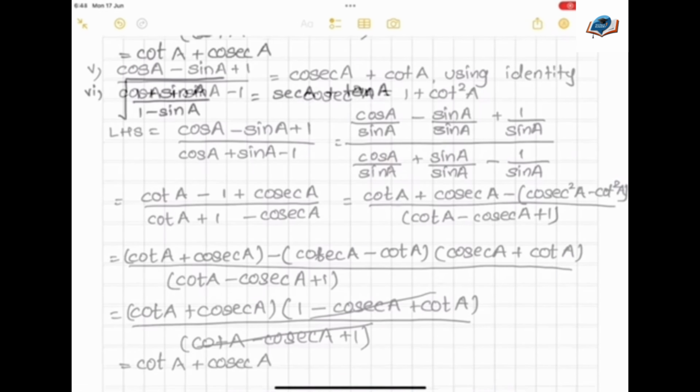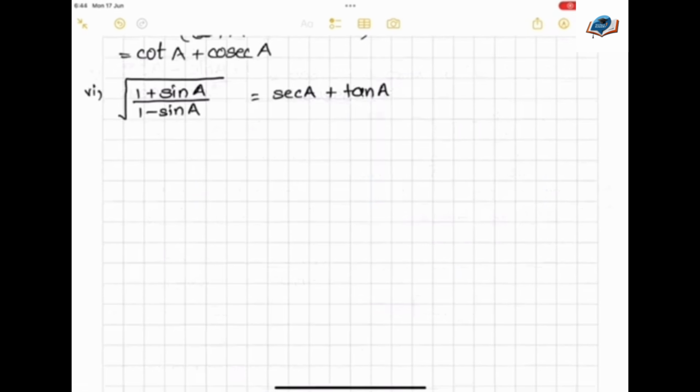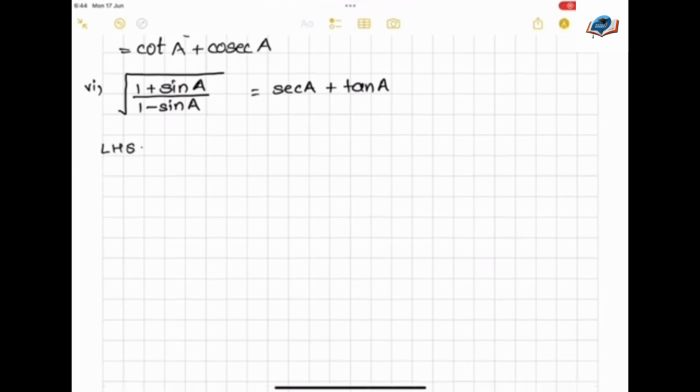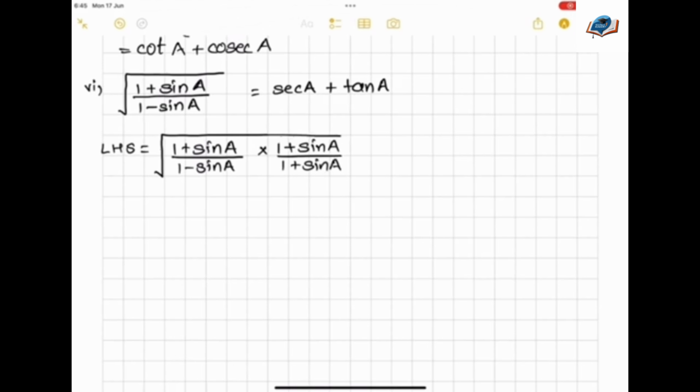Now sixth one is root of 1 plus sin A upon 1 minus sin A equal to sec A plus tan A. So here I am multiplying LHS with conjugate. So LHS equal to root of 1 plus sin A upon 1 minus sin A, and multiplying with conjugate. So 1 plus sin A upon 1 plus sin A. So that will be root of 1 plus sin A whole square upon 1 minus sin square A.